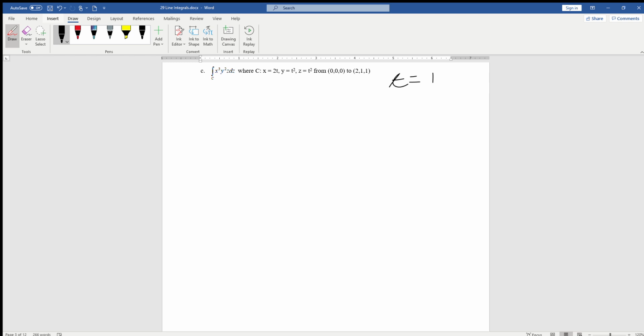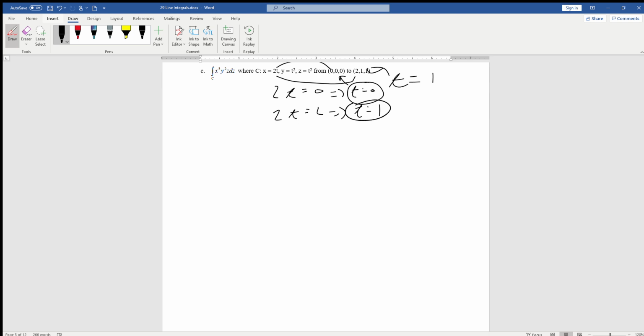What we're going to do is say that 2t is going to be equal to 0, just by setting this up, and also 2t is equal to 2. And that gives us that t is 0 and that t is 1. So t is going to be 1 for the upper bound, and t is going to be 0 for the lower bound. Now that's just for the first one. We also have to verify that for the other two.